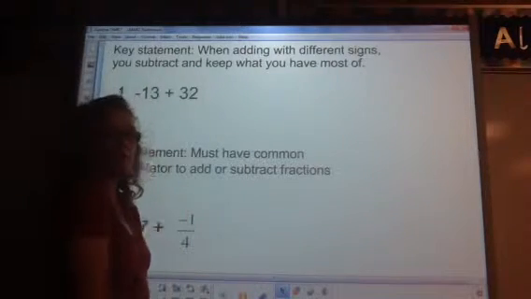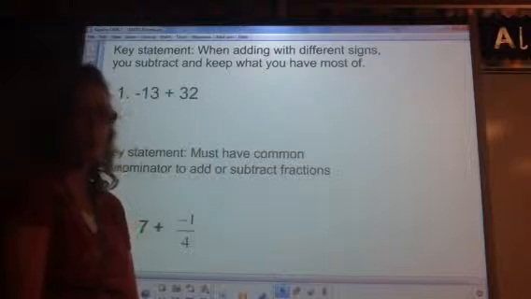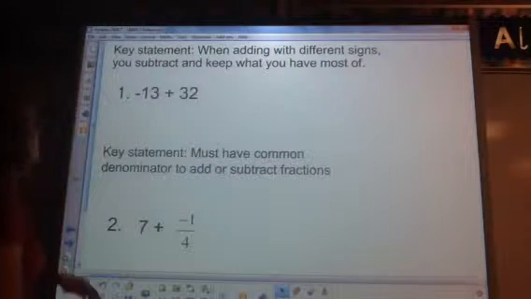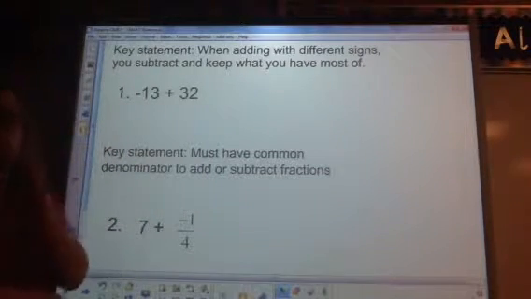Okay, whether you're finished or not, this is the time that you can work with your peers. So now you're allowed to discuss. Go ahead and discuss number 1 and number 2.